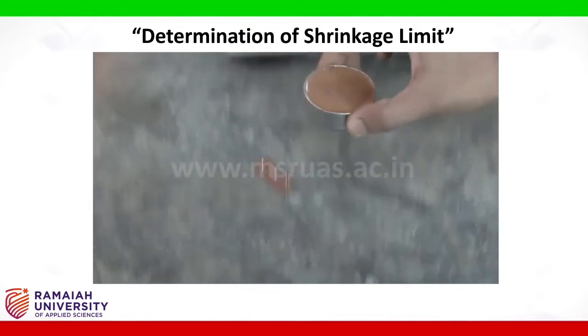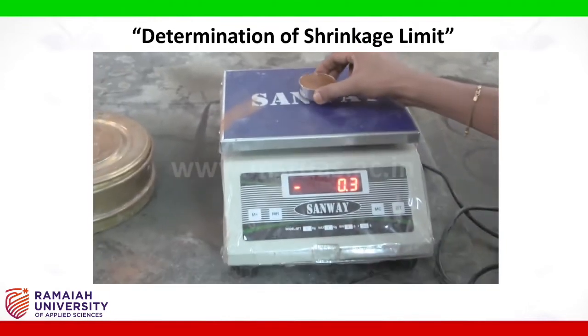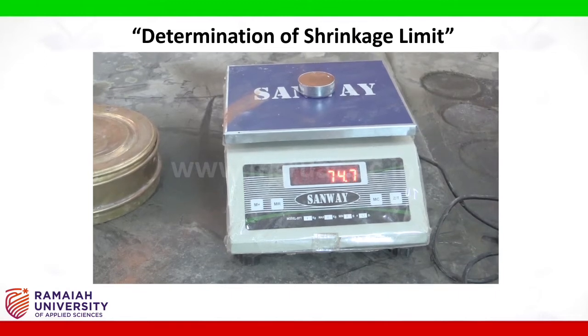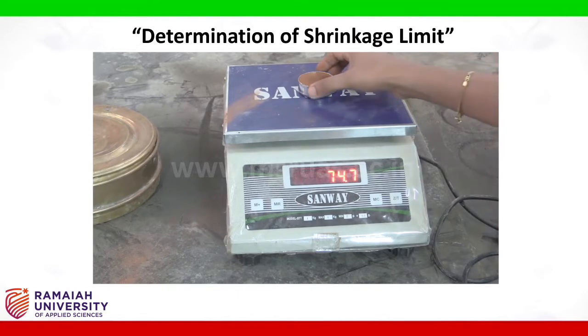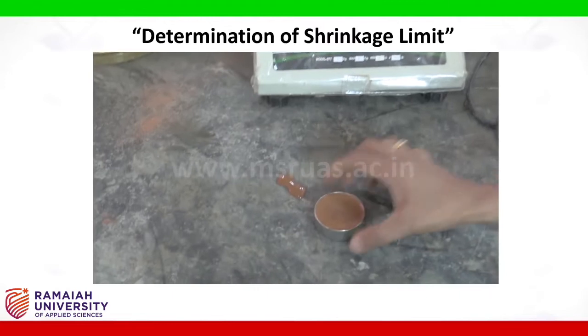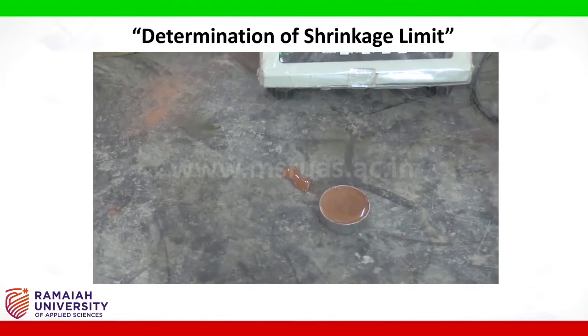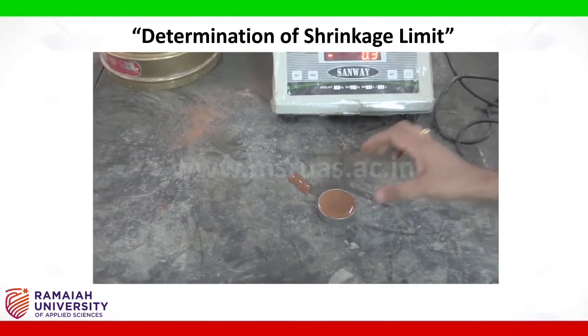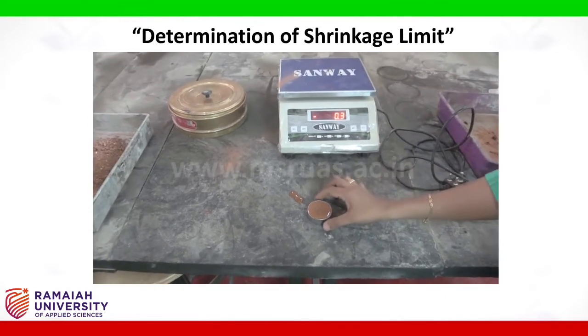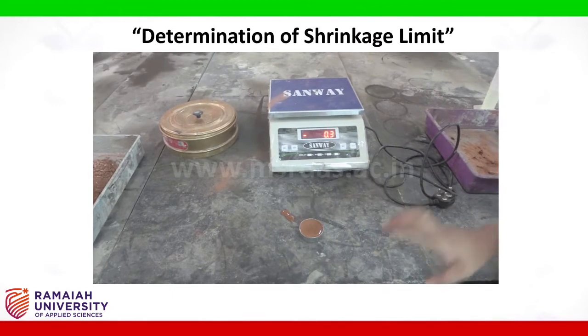Now weigh the wet weight of the soil sample. To get the wet weight of the soil sample, you have to deduct the empty weight of the shrinkage dish. Once weight is taken, place this in the oven and keep it in the oven for 24 hours.